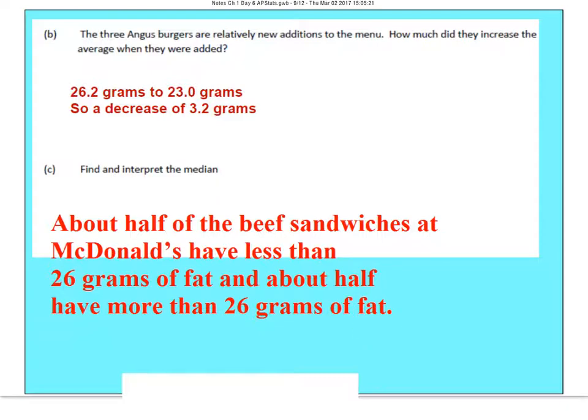And do know this, on a standard free response, if you were asked to compute the median, they're probably going to ask you to actually define it more so than just to compute it, because they're challenging you on understanding the true definition of median and mean.